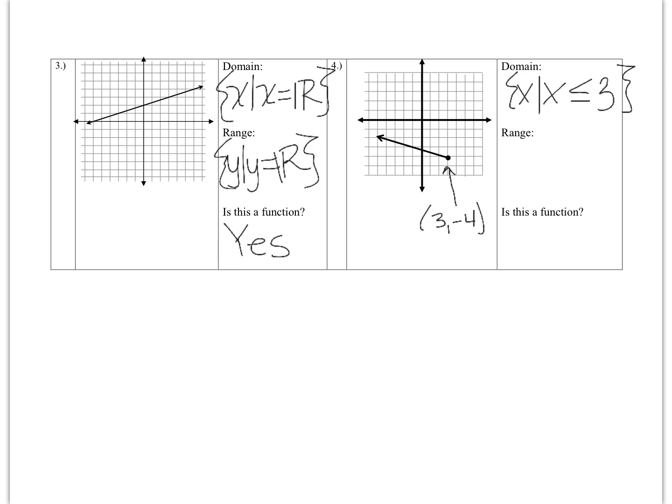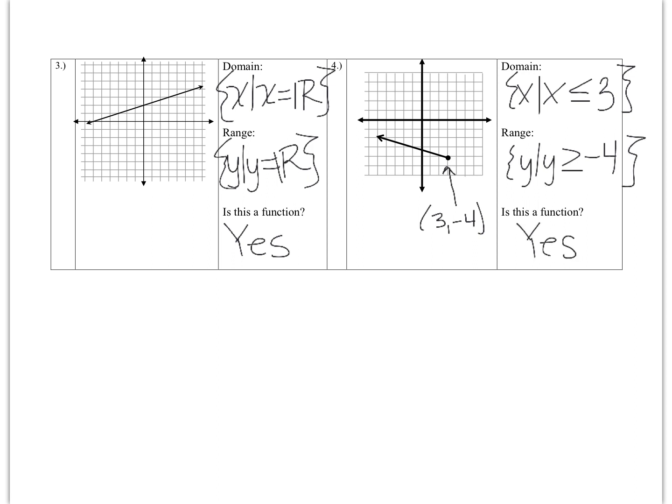All right, now the range, we're looking at the y-axis. So if I take this point and I slide it over to the y-axis, well, that's hitting at -4, right? And then this line is shooting up, right? If I slid this over, then the rest of this line would be going up the y-axis. So these y values are going to be everything greater than or equal to -4, because we're going up. So the range here would be written as y such that y is greater than or equal to -4. And is this a function? Yes, it passes the vertical line test.